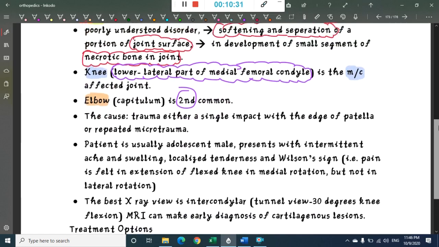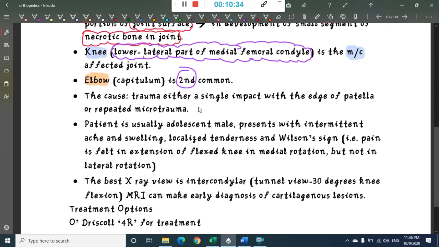Okay. Then with this osteochondritis dissecans, what is the cause? It is mostly trauma. The main important cause is trauma. It can be a single impact or repeated micro trauma. Whatever it is, the main etiology here is trauma. So whenever there is trauma, obviously you will see osteochondritis dissecans happening.